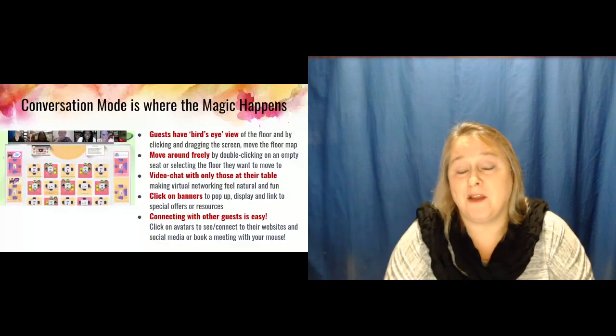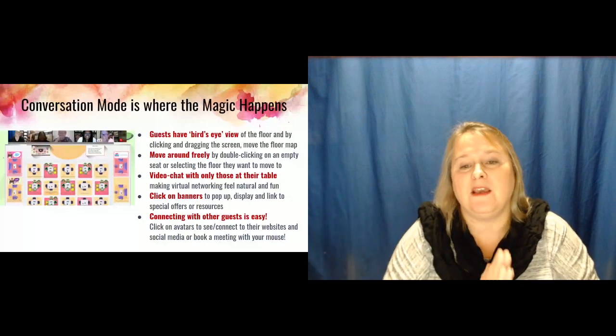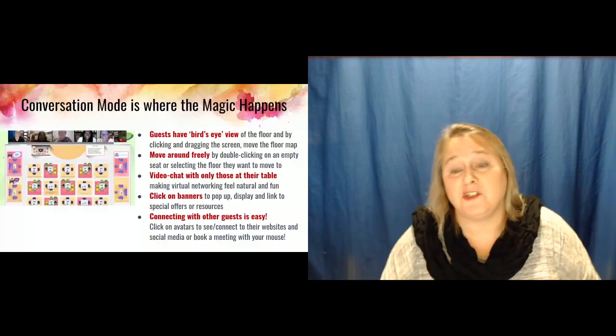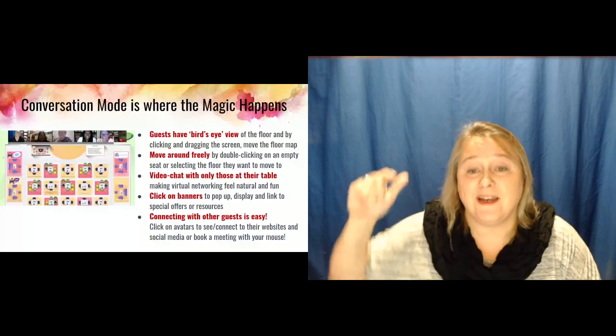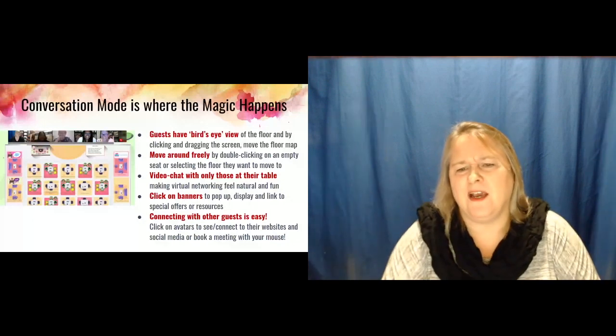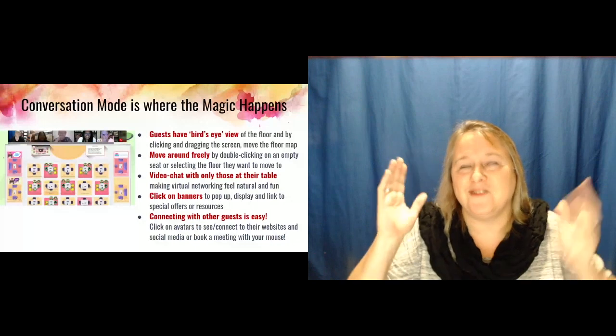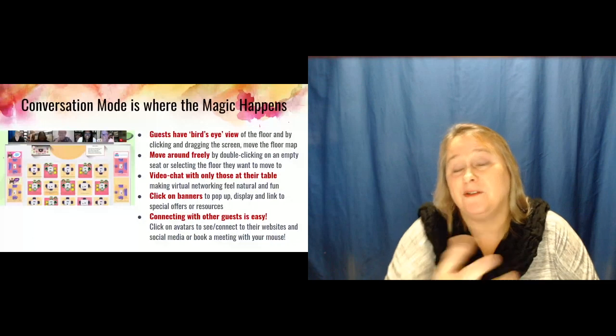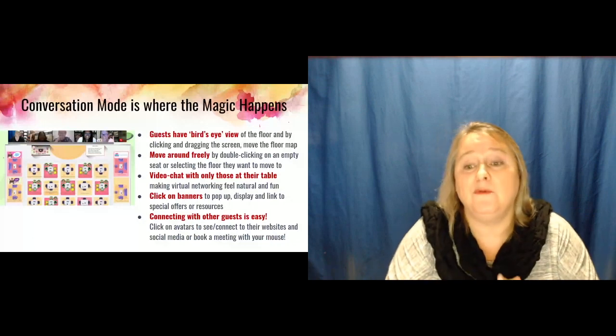The table chat, by the way, is private, whereas the public chat goes to everyone. So if you're sharing your contact information and stuff like that, you may want to put it in the public chat. You'll also see that there are some banners on the left. If you click on there, you can get some more information, including how you can download this and have your own meeting.